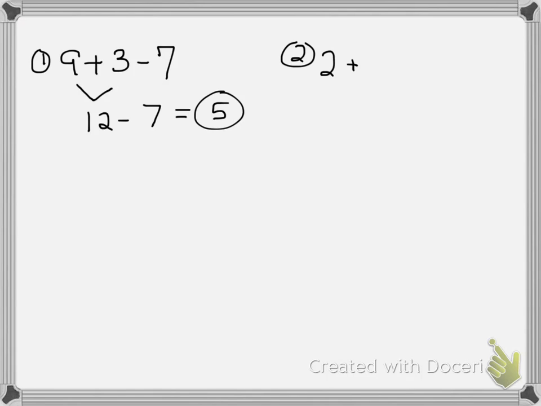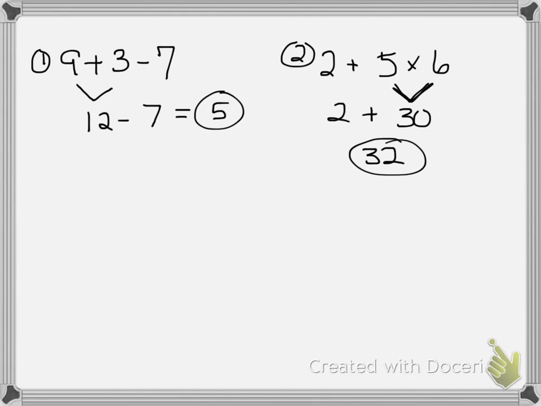Example number 2. 2 plus 5 times 6. Now you have adding and multiplying. Well, multiplying is before addition in order of operations. My little v here connects the numbers in the operations. For example, 5 times 6 is 30. Now go ahead and add the 2 to it, and now you have 32, hence order of operations.